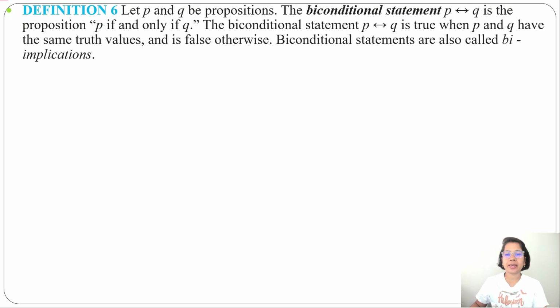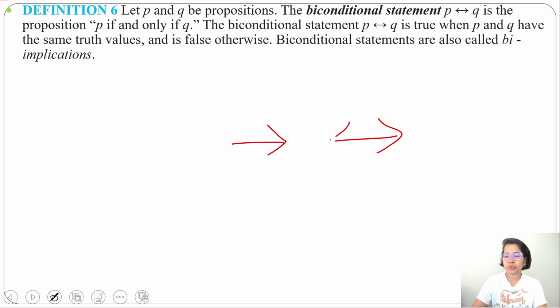In the previous lecture, I already discussed the conditional statement. In today's lecture, I will discuss the biconditional statement. For the conditional statement, the symbol is this. For the biconditional, it is a both-way arrow. Let P and Q be two propositions. The biconditional statement P, then this biconditional symbol, Q, is the proposition P if and only if Q.